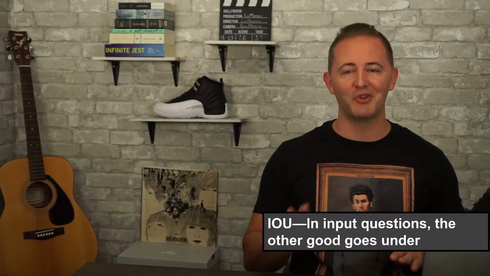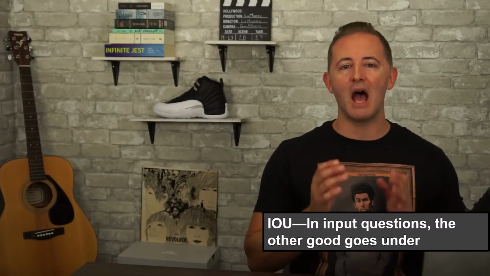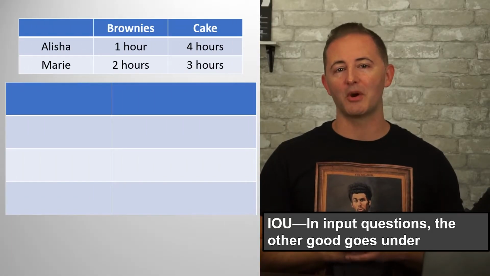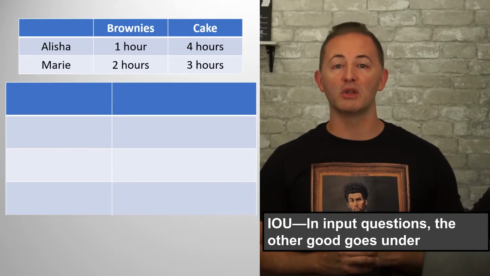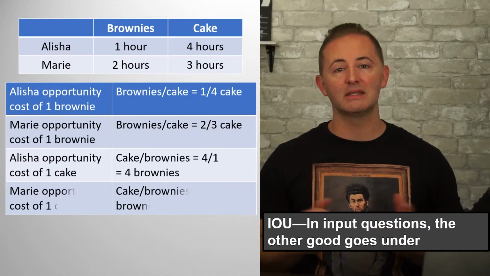And don't forget that sometimes you'll be given an input version of the question. Typically, this means they'll tell you how long it takes to produce something. In this case, the absolute advantage belongs to whoever can produce the good using fewer resources, so the smaller number this time. For comparative advantage, we set up the ratio differently, but don't worry, I have an acronym for you, IOU. For input questions, the other good goes under when we set up our ratio. Pause the video if you want to solve this out. Once you've calculated the opportunity costs, everything is the same as before.